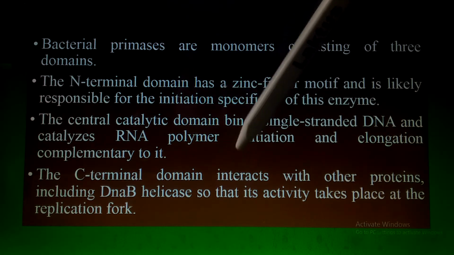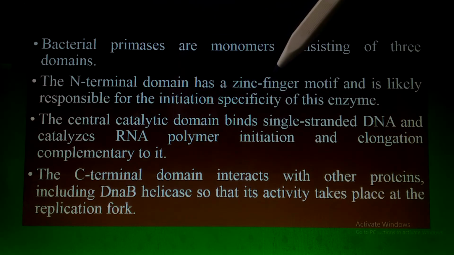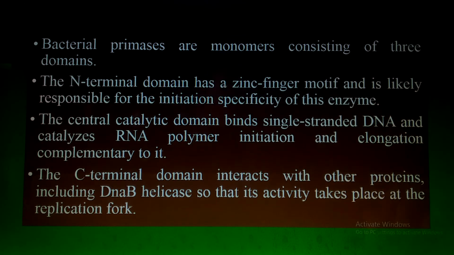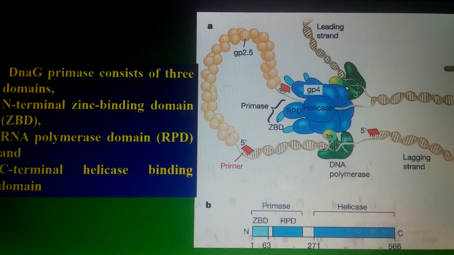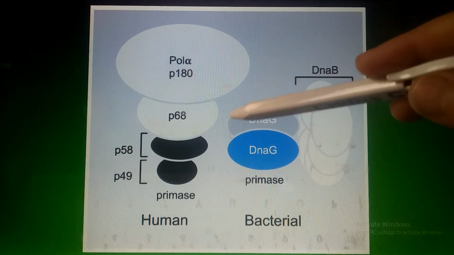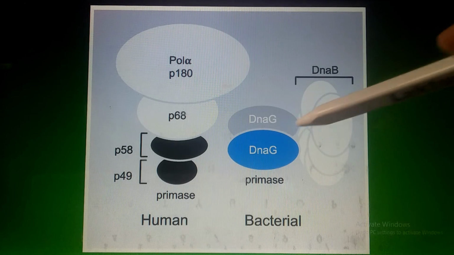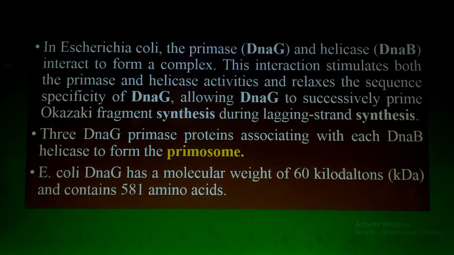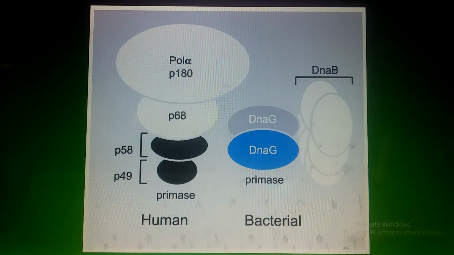So the C-terminal is responsible for the attachment of the primase to the helicase, and the primase is represented by DnaG in prokaryotes, and the helicase is represented by DnaB. Is it clear? DnaG and DnaB. Now you can see here this is the DnaB, which is the helicase, and this is the DnaG, which is the primase. So both form the complex for its activity. Okay. In Escherichia coli, the primase DnaG and helicase DnaB interact to form a complex. As I have shown you here, this is the complex.